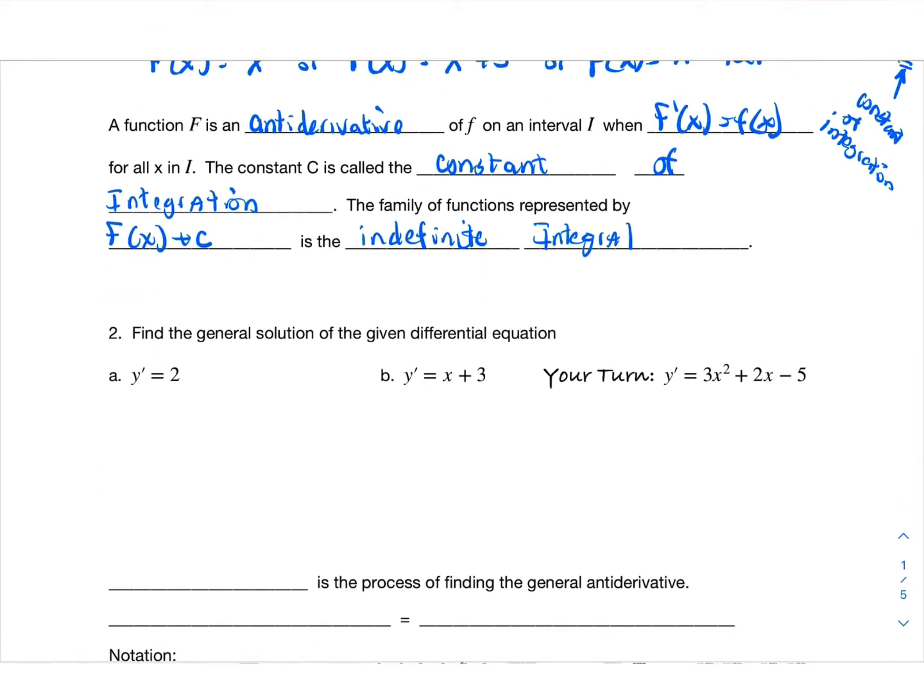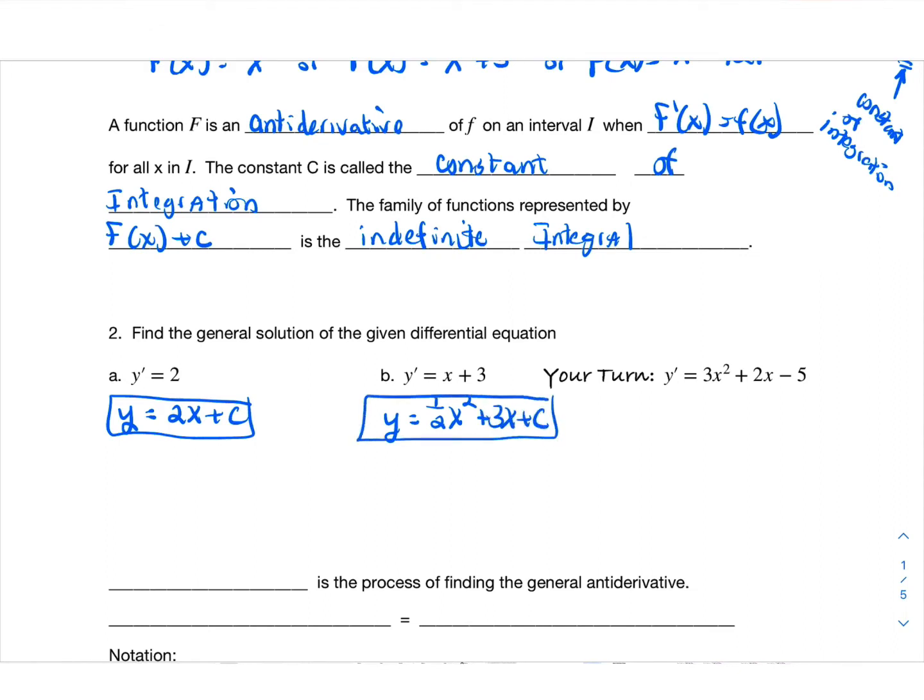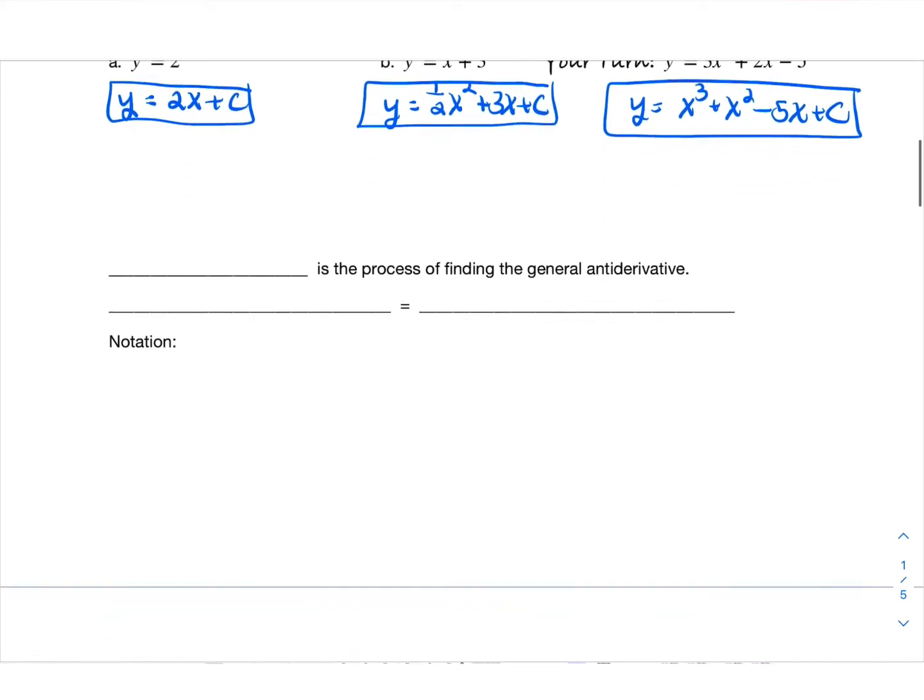Okay, give the general solution for the given differential equation. So if the derivative is equal to 2, the original function had to be 2x plus c, because the derivative of 2x is 2. If our derivative function is x plus 3, our original function needed to be 1/2 x squared plus 3x plus c. Okay, your turn. For this example, the derivative is 3x squared plus 2x minus 5. So our original function, our antiderivative, is x cubed plus x squared minus 5x plus c.